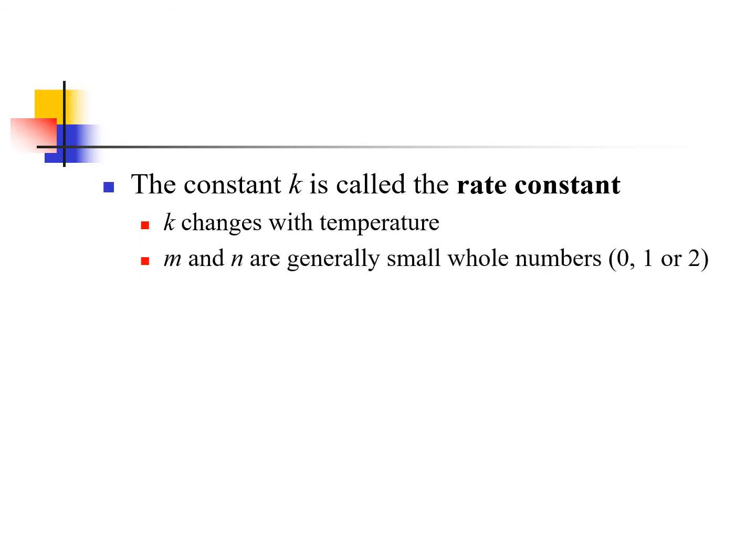The exponents are generally small whole numbers: 0, 1, or 2. I say generally. On the AP test, they will be 0, 1, or 2. Now, if you're looking at this in college or something outside of AP chemistry, it is possible to have larger exponents. It is possible to have fractional exponents. It is even possible to have negative exponents. We are not dealing with those because those are not on the AP test.